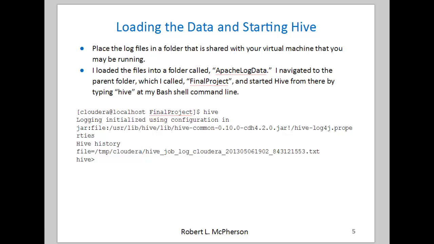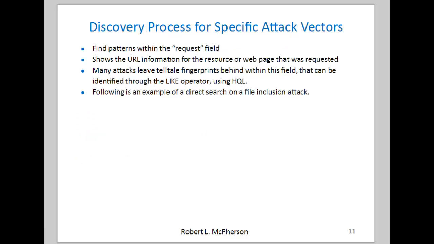And now that we have our data loaded, we can actually start a discovery process for specific attack vectors. We're going to find patterns within the request field. This field shows URL information for the resource or web page that was requested. Many attacks leave telltale fingerprints behind within this field that can be identified through the like operator using HQL.